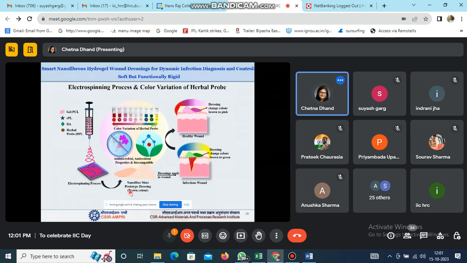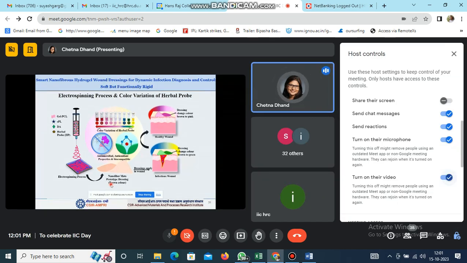our young brains. These are the dressings we want to prepare, which not only control the infection, but also diagnose the infection. So these are only 2-3 slides of my recent work, where we are using a pH responsive probe in this dressing, which can actually tell us that if there is an infection, the dressing will change color, and it shows that the wound is now getting infected.